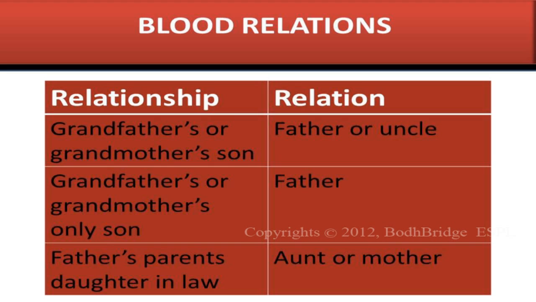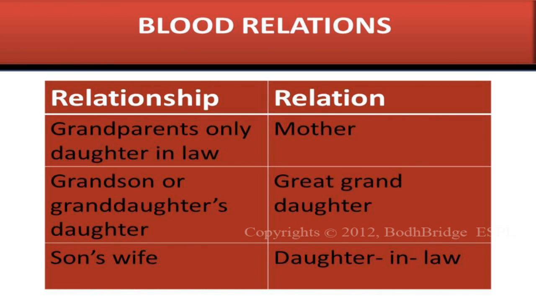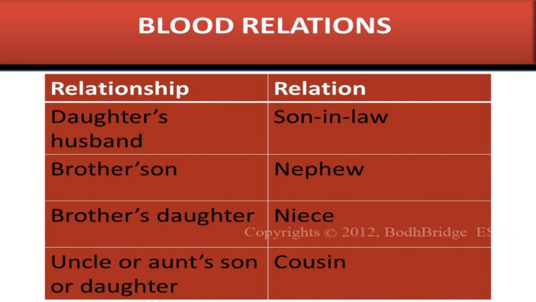Grandfather's or grandmother's son will be your father or your uncle, right? And if it's the grandparents' only son, then it has to be your father, right? Grandparents' daughter-in-law will be your aunt or mother, correct? This way. And if it's the only daughter-in-law, then it has to be your mother. Then grandson or granddaughter's daughter will be your great-granddaughter. Okay? Now son's wife will be the daughter-in-law. Now daughter's husband, son-in-law.